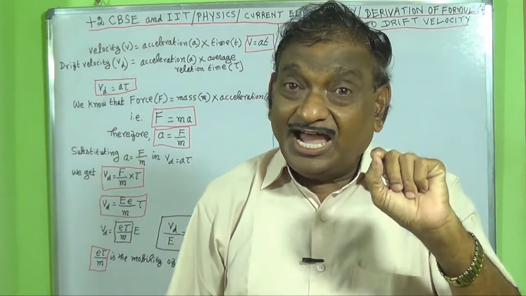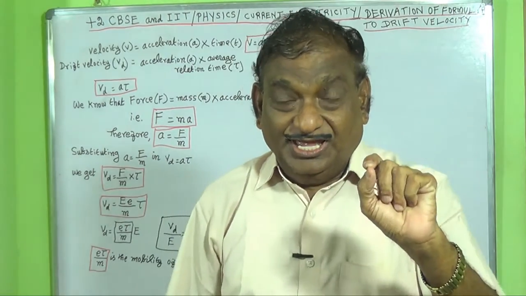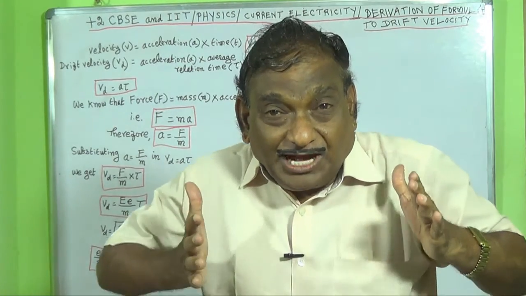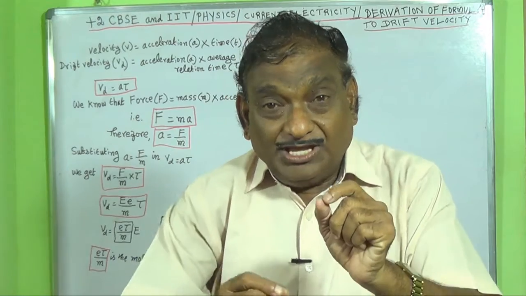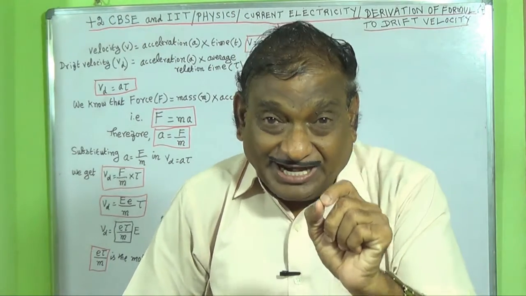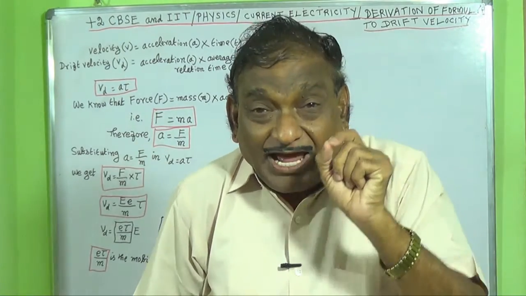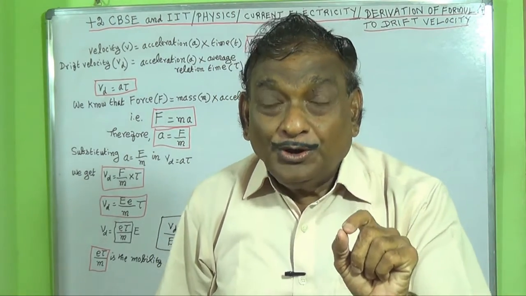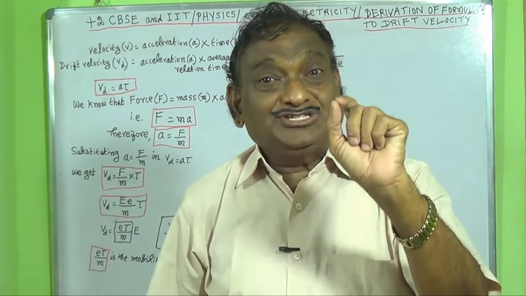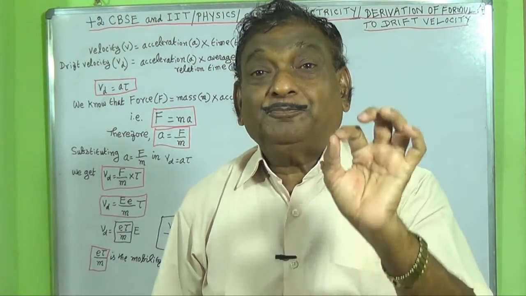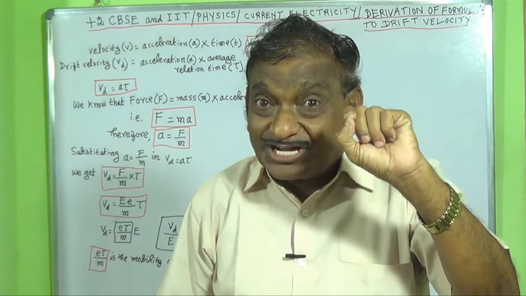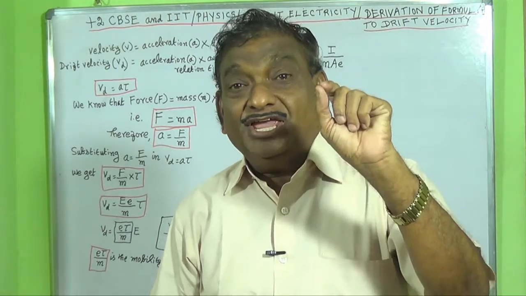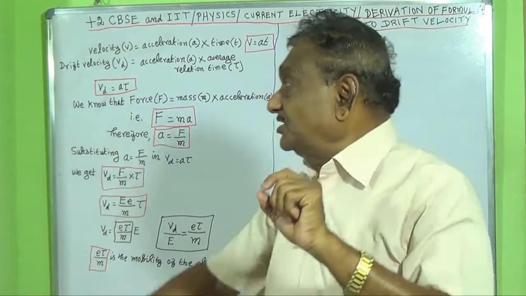So how can we get the average velocity, that is the drift velocity, of the electrons? When we apply the electric field, the electrons are accelerated, that is, the electrons drift in a particular direction. So we will get the average velocity of the electrons. Since the electrons are accelerated by the electric field, we take the formula containing acceleration.